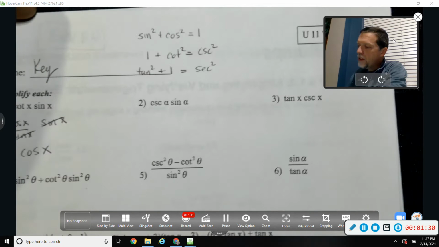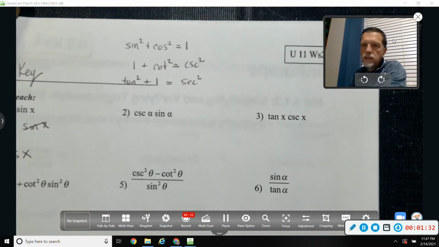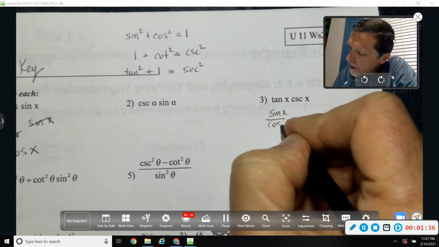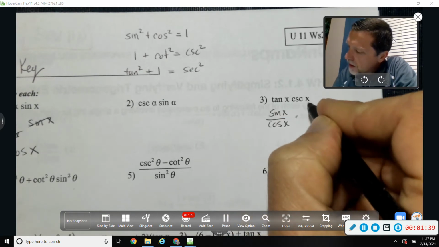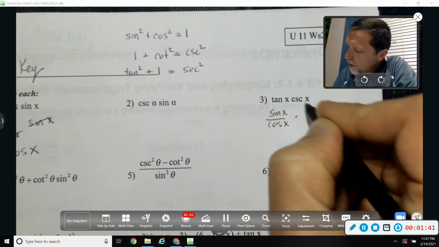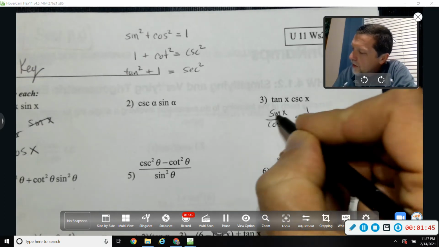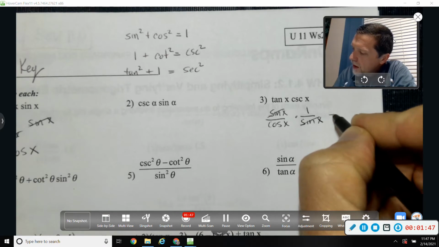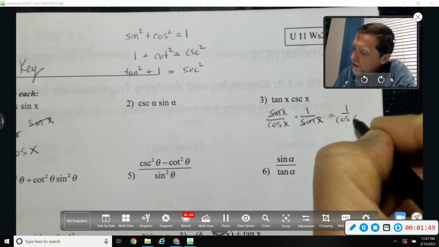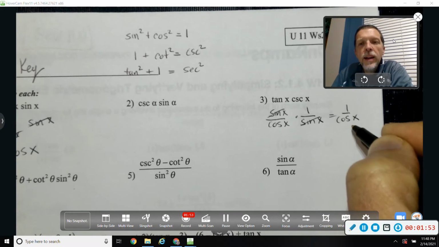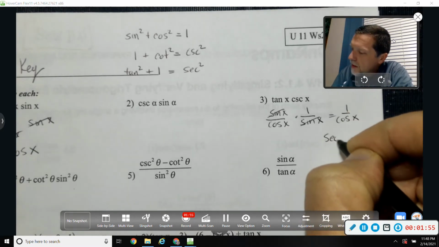Number 3, tangent times cosecant. Well, tangent is sine over cosine. Cosecant is, let's see, he's partners with sine, 1 over sine. So the sines will cancel. That would give me 1 over cosine of x. And I guess that's not the most simple way to write that. 1 over cosine is the same as secant of x.